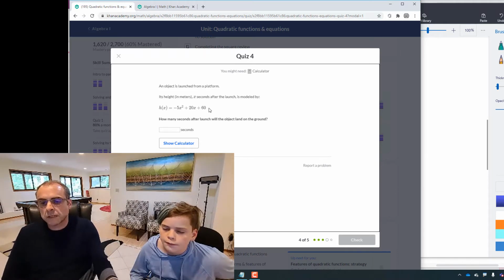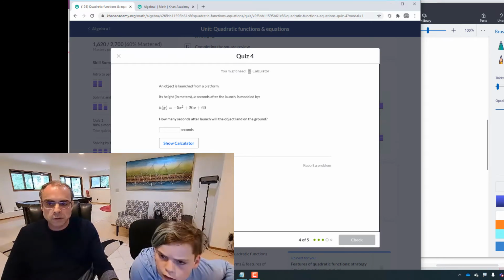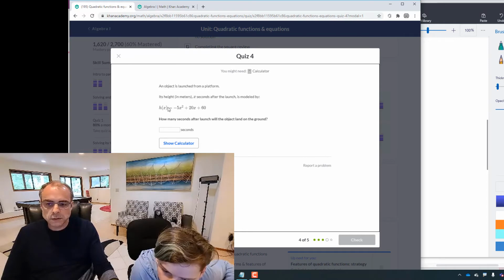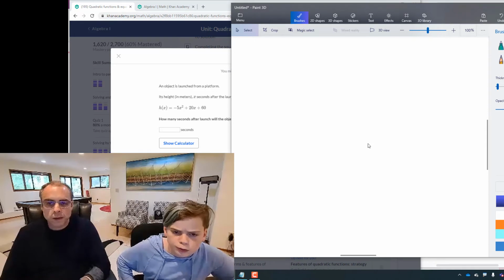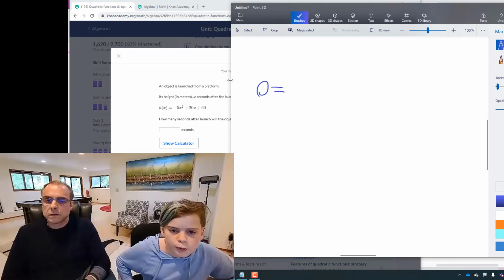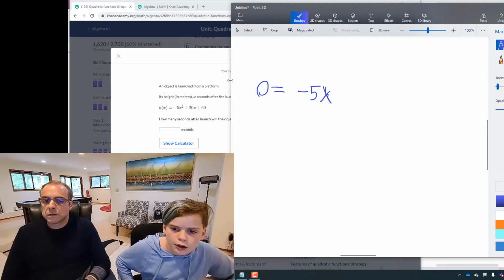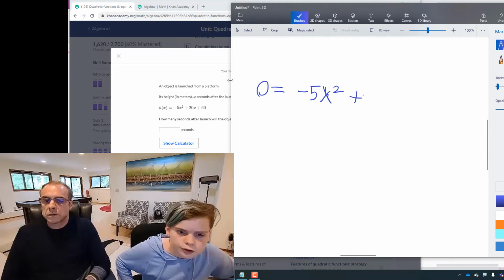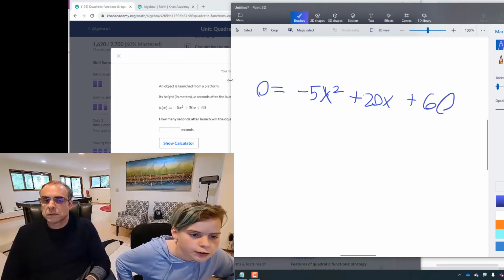So basically you need to find the zeros of this. You need to solve this for when y is 0, right? That's the definition of an x-intercept. So how would you solve that then? You would do what then? So 0 equals negative 5x squared plus 20x plus 60.